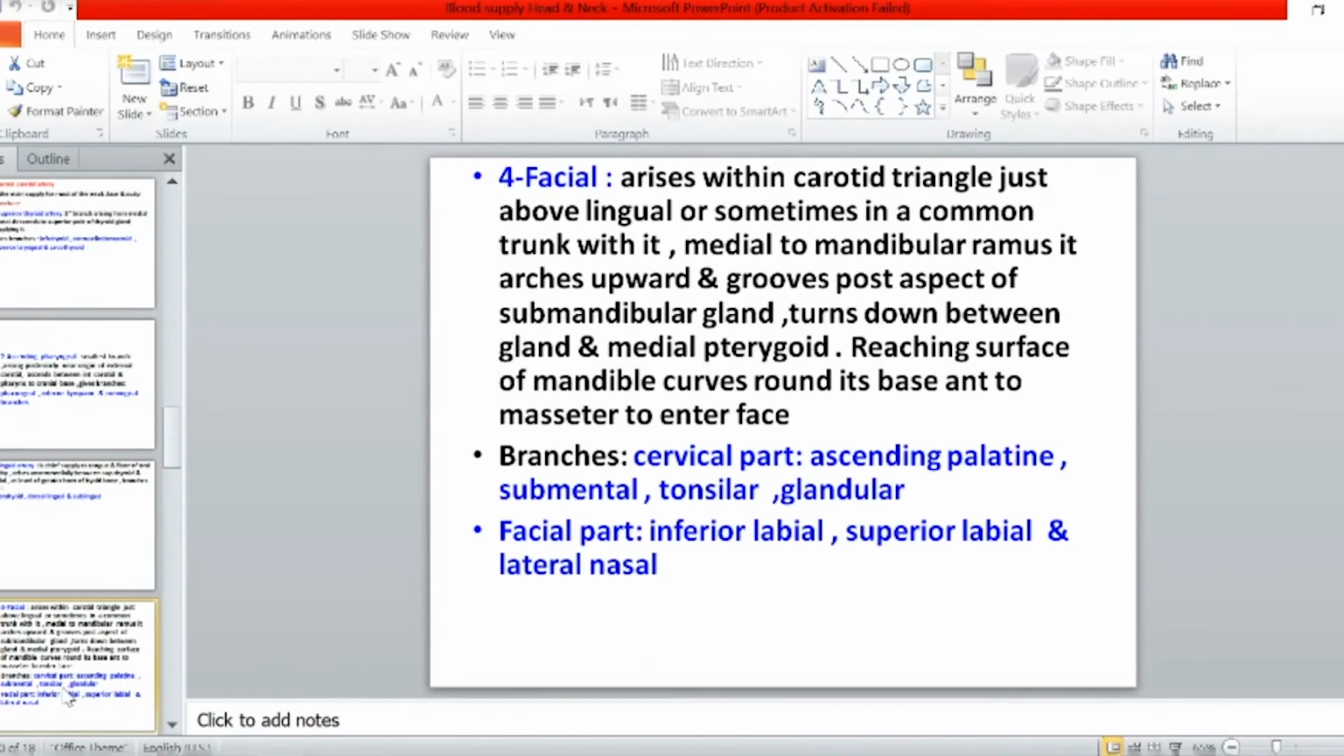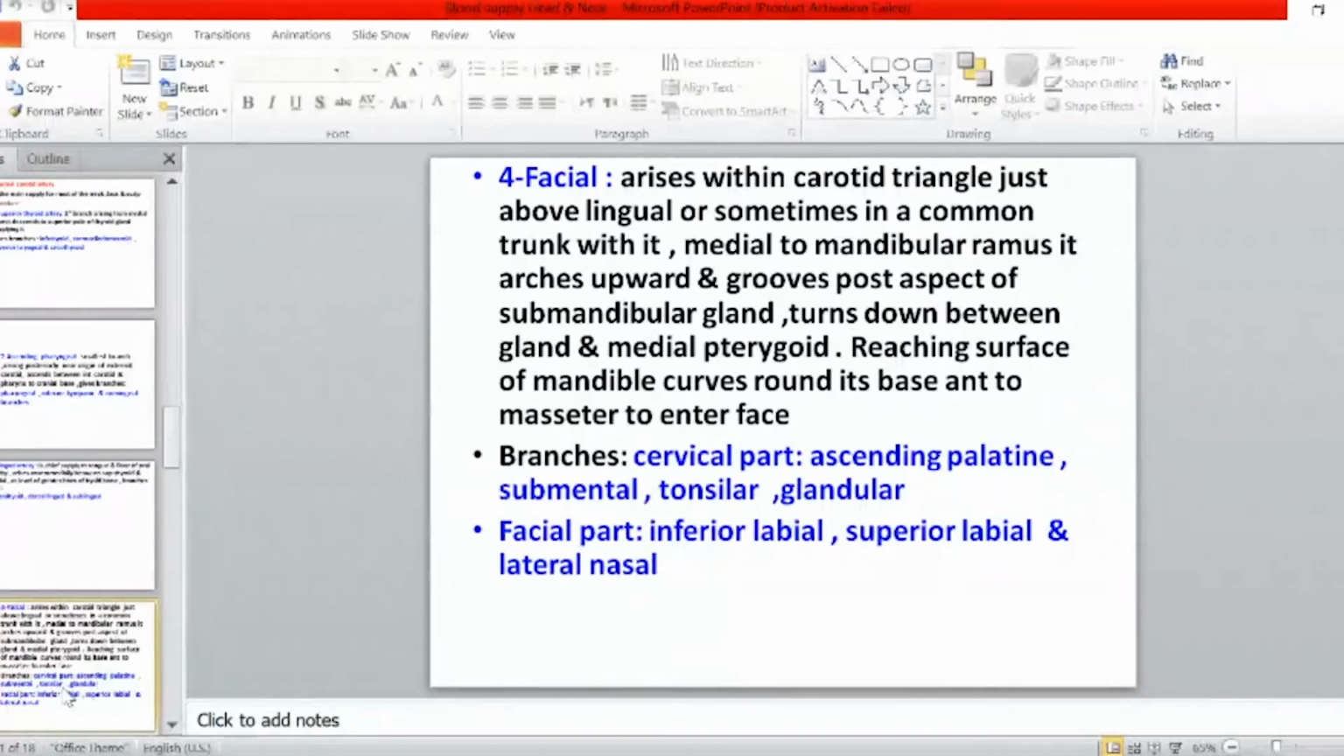Fourth, you have the facial artery. This arises again within the carotid triangle, just above the lingual, or sometimes in a common trunk with it. Medial to the mandibular ramus, it arcs upward and grooves the posterior aspect of the submandibular gland, turns down between the gland and the medial pterygoid, and reaching the surface of the mandible, curves around its base anterior to the masseter to enter the face, where you can feel its pulsations.